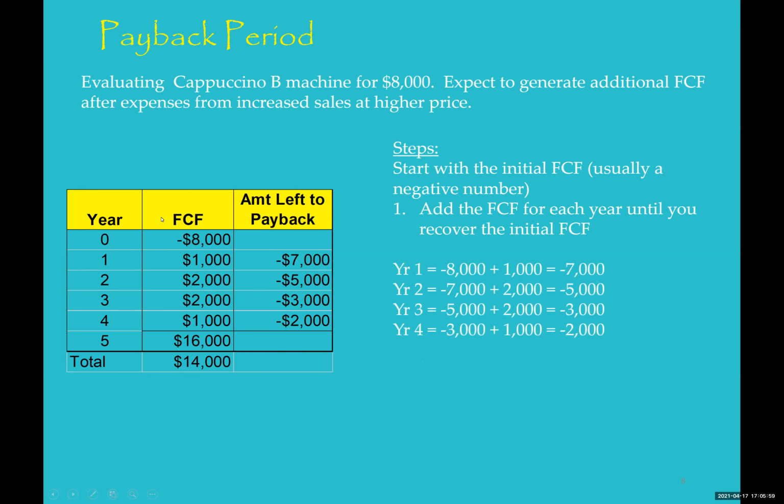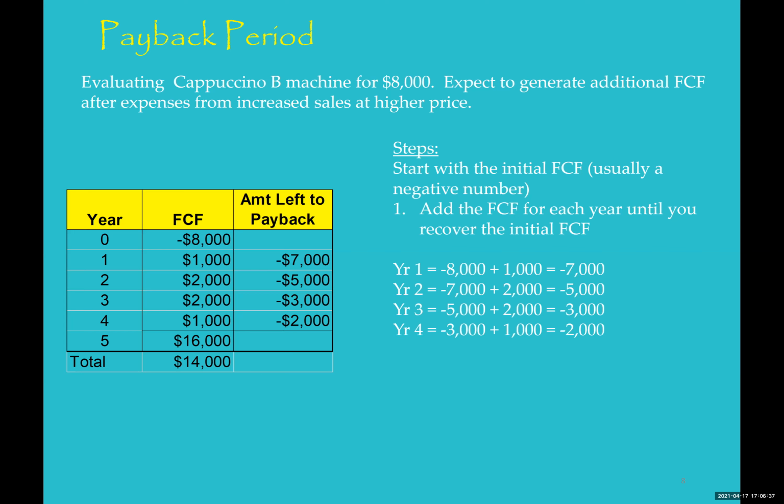We're going to add the expected free cash flows from each year. So I'm going to add for year one, the positive 1,000 to the negative 8,000, and I'm going to have negative 7,000. Year two, I'm going to add positive 2,000 to my negative 7,000, and I'll have negative 5,000. Year three, I'll add positive 2,000 to negative 5,000. That gives me a negative 3,000. And year four, I'll add positive 1,000 to negative 3,000, and that gives me negative 2,000.